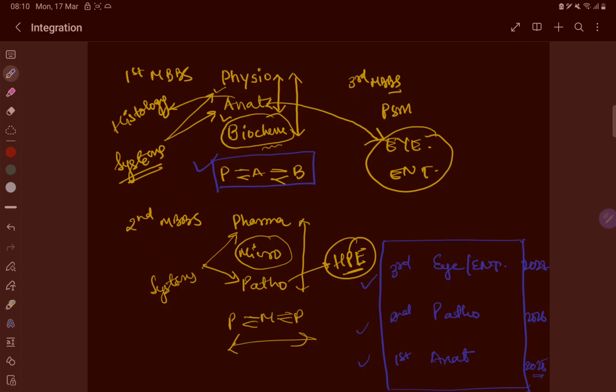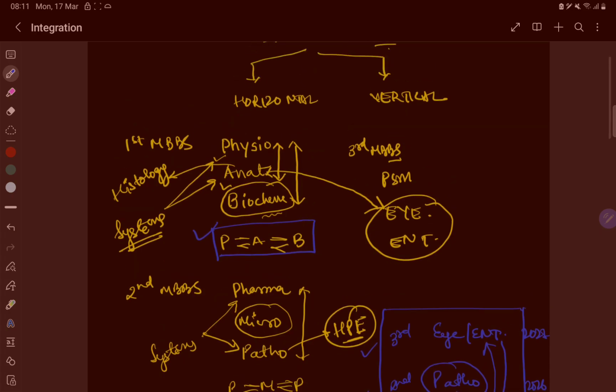And suppose the person is integrating a subject with previous knowledge. Suppose the student comes in the second year and wants to correlate with whatever he studied in the first year. Now he is vertically integrating with the first year topics. Now why am I telling you this? Because horizontal and vertical integration are so important.